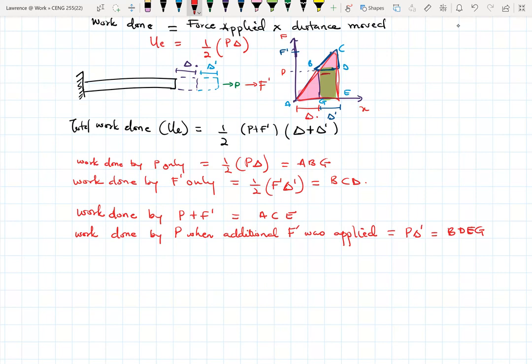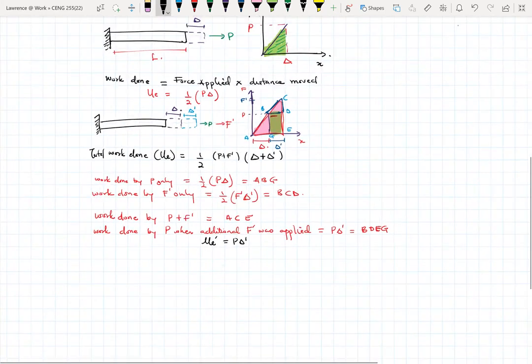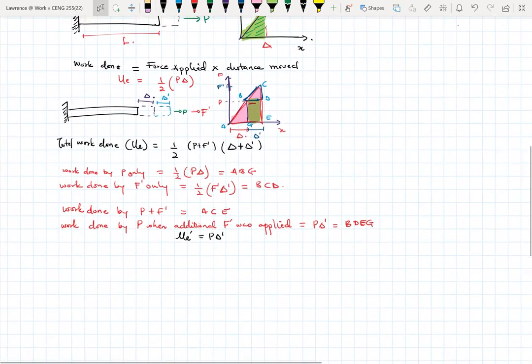So here, let's say UE prime then becomes P delta prime. So this again is the work done by P when the bar undergoes further deflection delta prime. So in effect, this is the work done by axial forces.